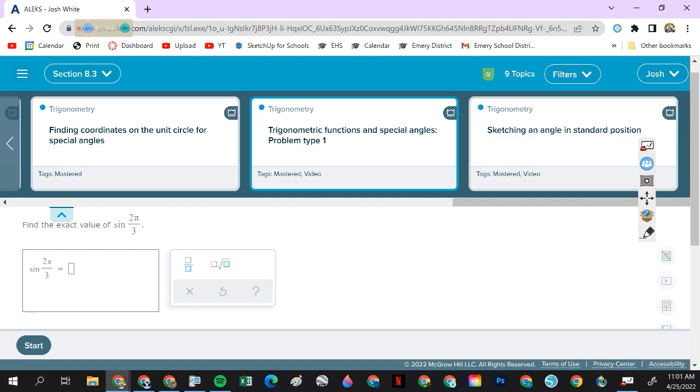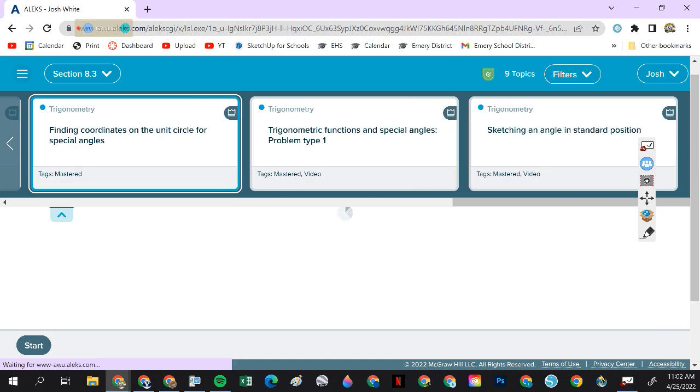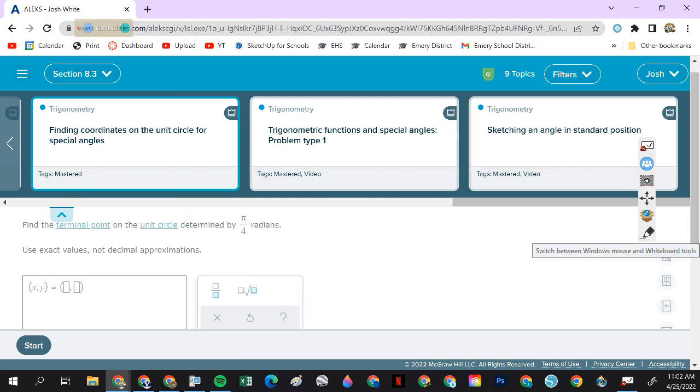So here you need the unit circle. 2 pi over 3 is in quadrant 2. What is the sine of 2 pi over 3? Root 3 over 2. Yep. Okay. So this says, what is the coordinate on the unit circle of pi over 4? So we go to pi over 4, the x is root 2 over 2, and the y is also root 2 over 2.